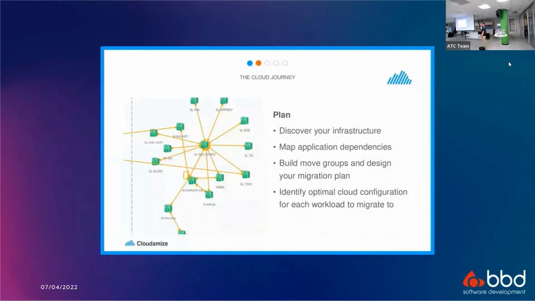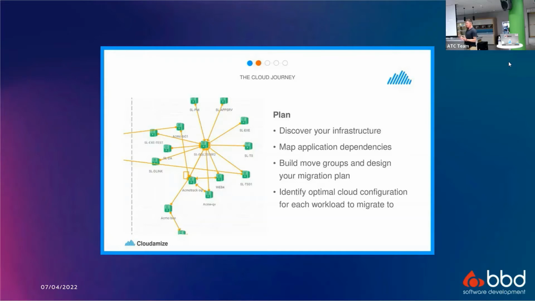As you can see on the screen, on your left, my right, far right, is just an example output of what Cloudemize can give us. As you can see, this is the mapping between the servers and applications. And this is just one of the things Cloudemize is able to do for us. For example, build move groups and design your migration plan.